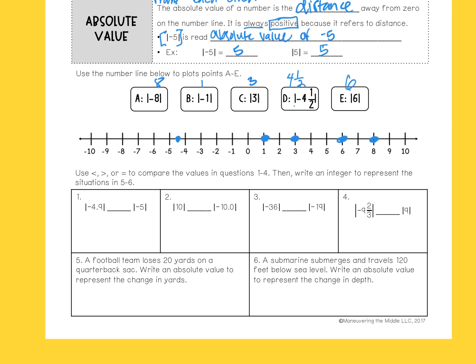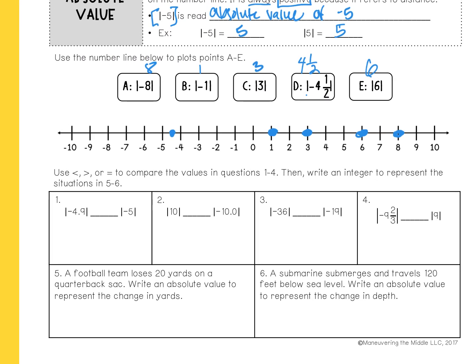So now, boys and girls, we are going to use greater than, less than, or equal to compare the values in questions 1 through 4. Then write the integer to represent the situations in 5 through 6. In problem 1, we have the absolute value of -4.9 and the absolute value of -5. Well, I know that the absolute value always has to be positive. So we have 4.9 and 5.0. And we're going to compare those.